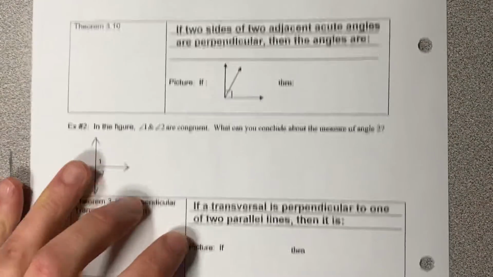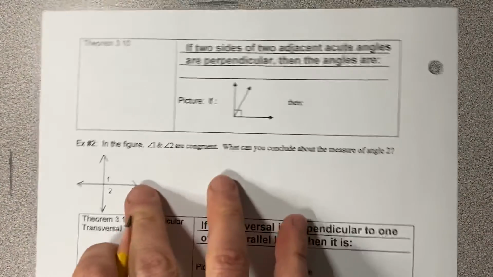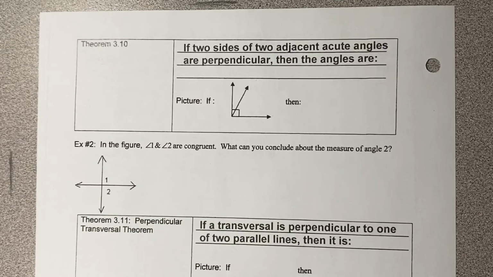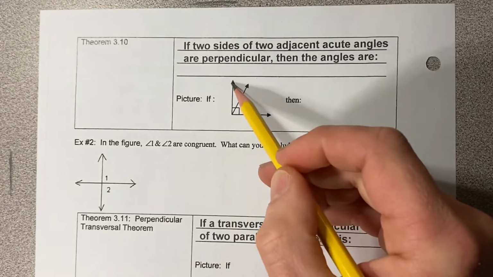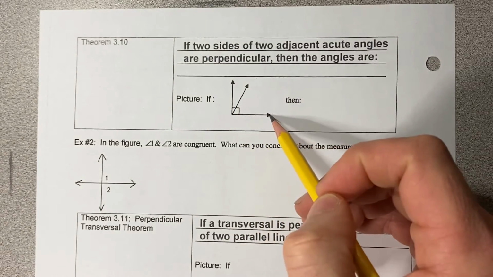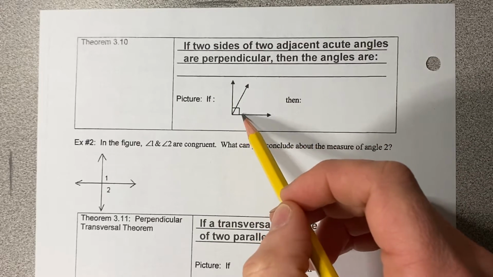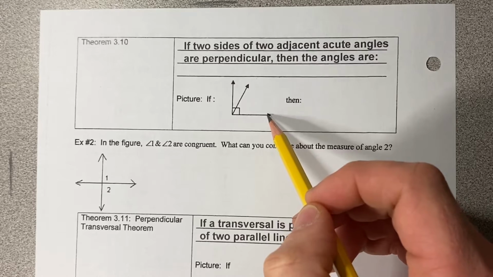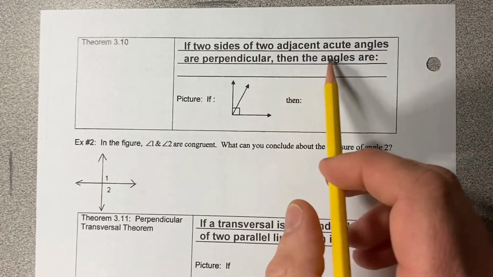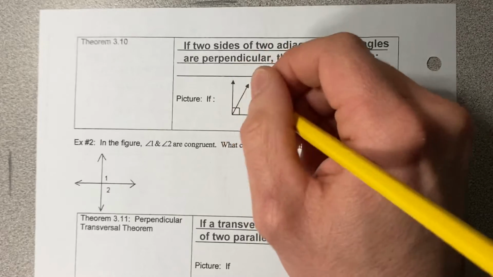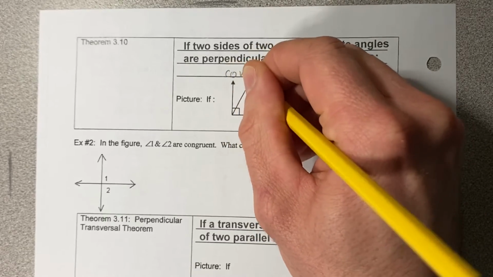Let's flip it over. Theorem 3.10, it says that if two sides of two adjacent angles are perpendicular, so we've got adjacent angles, and we know that this side is perpendicular to this side, well then we must know that the angles are complementary.